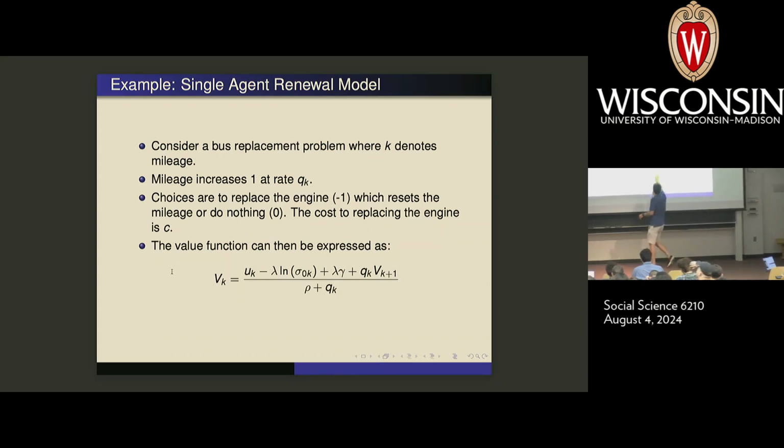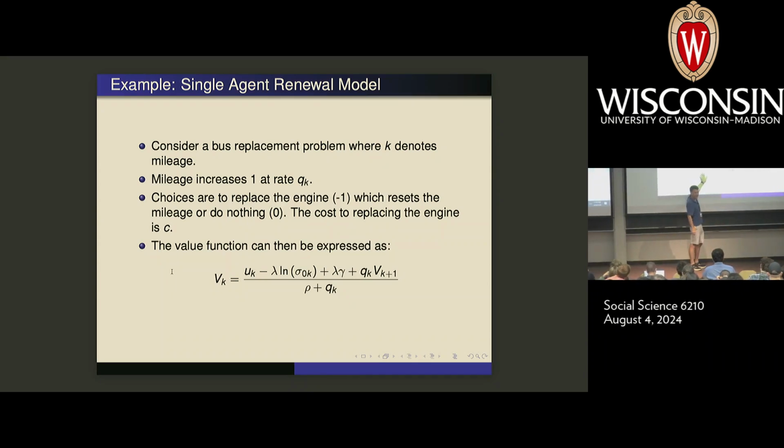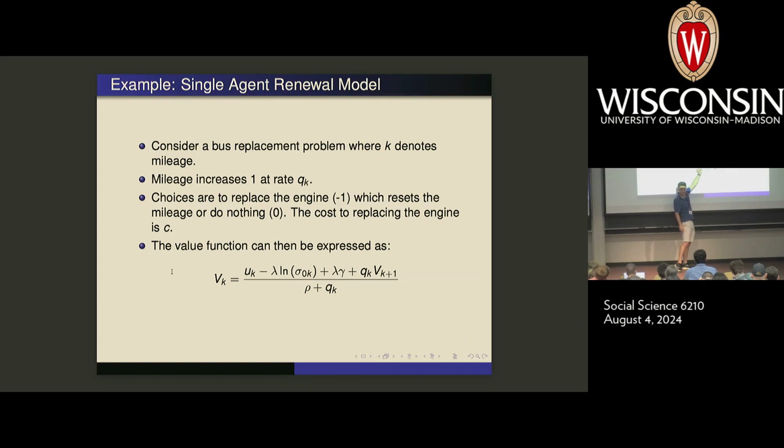Well, I'm immediately just going to knock out the Emax term. That's what this minus lambda log probability of doing nothing does. Okay? The real problem is, how do you deal with this thing? Okay, so now the state's gone up in terms of mileage here.